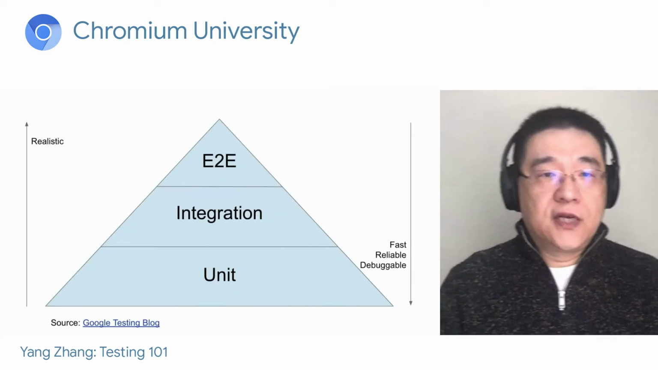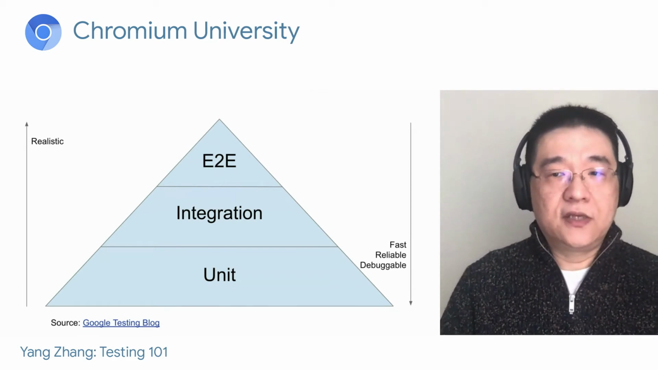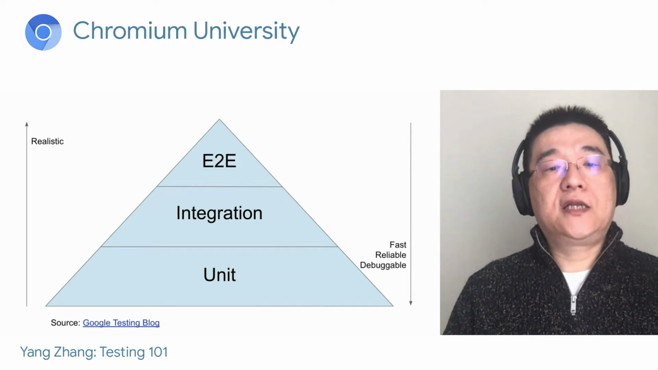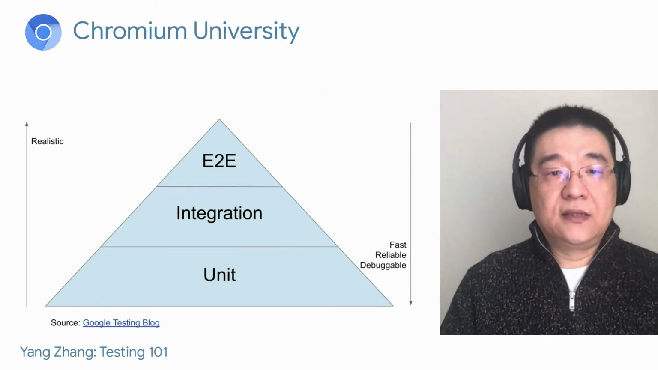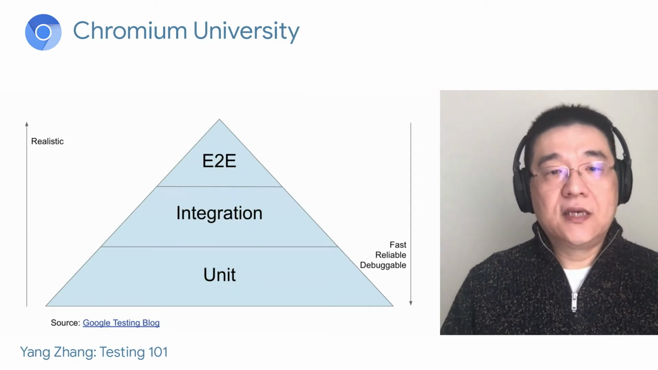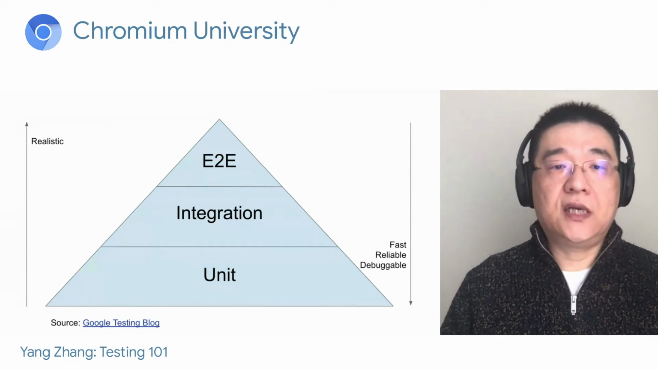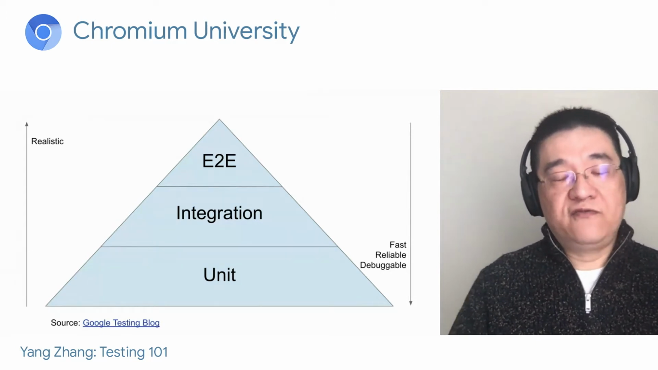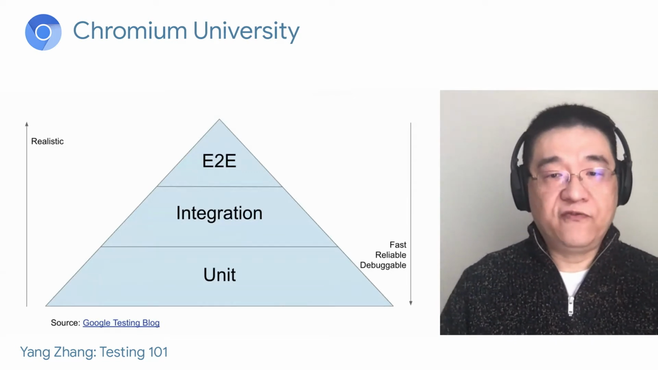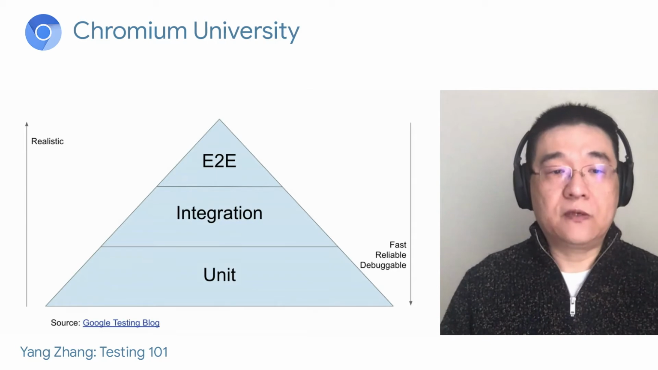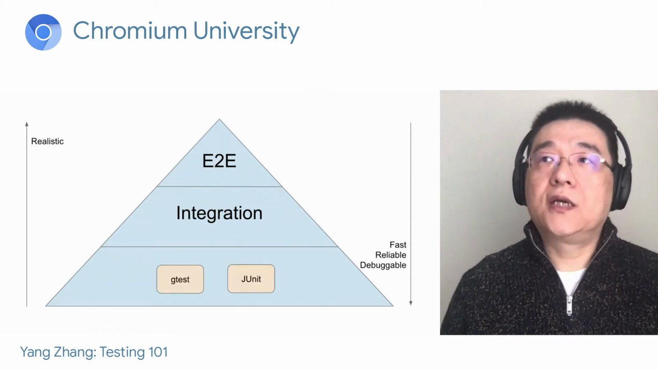So jumping to this diagram, people are familiar with it. This is a triangle diagram. We look at this 70, 20, 10. 70% we suppose is unit tests, 20% is integration tests, and the top 10% is end-to-end scenarios. From the top to the bottom, tests are more realistic, and from the bottom to the top, they are faster, more reliable, and more debuggable. If you want to see more, you can look at the link, the Google Testing blog.